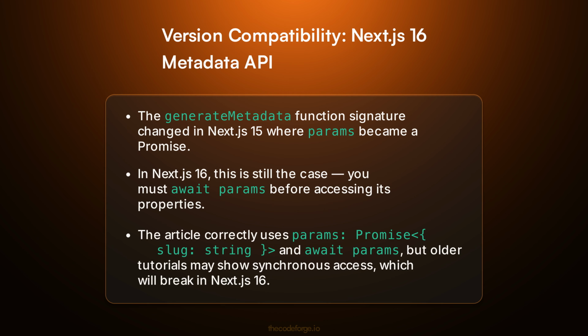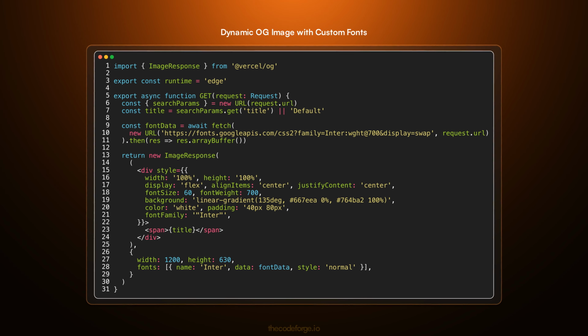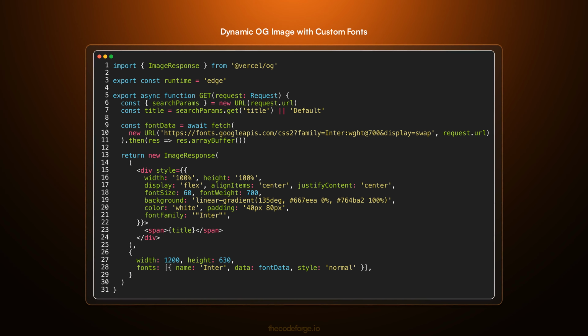The article correctly uses params, Promise, slug, string, and await params, but older tutorials may show synchronous access, which will break in Next.js 16. The article mentions using custom fonts in OG images, but doesn't show how. Here's a snippet that loads a Google font and uses it in the image response template.